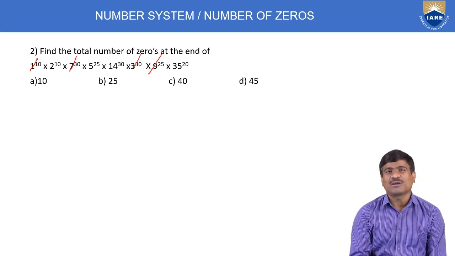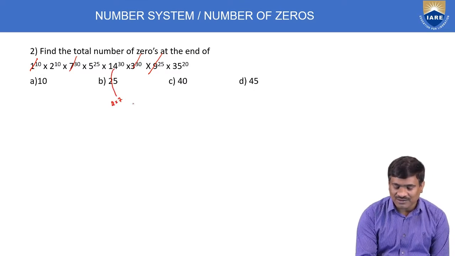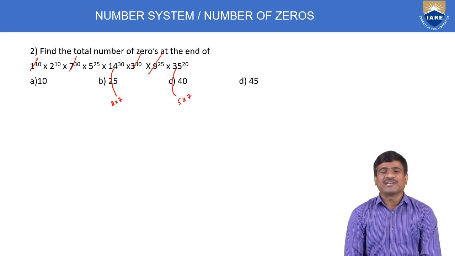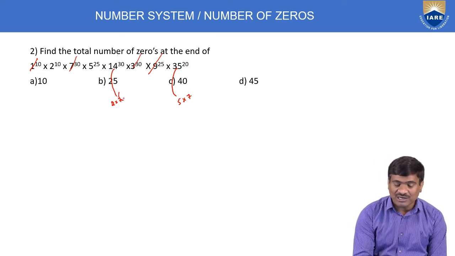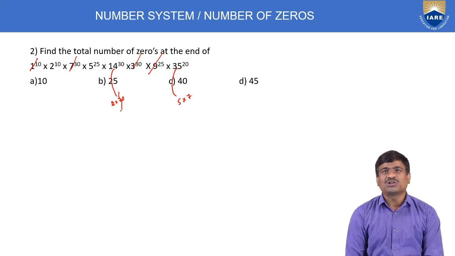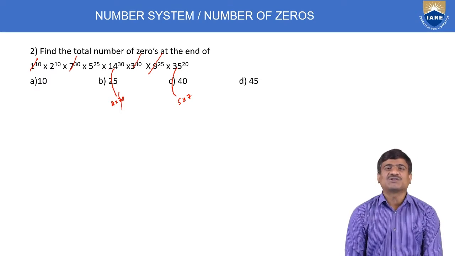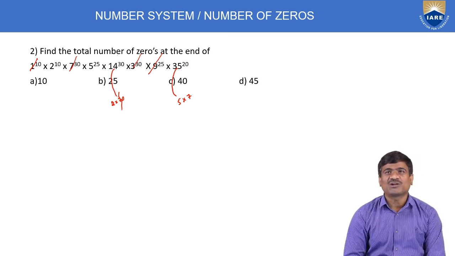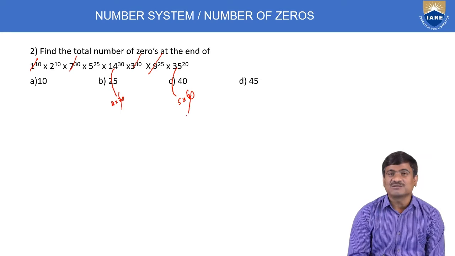Next, count the total number of 2's. 14 is 2 into 7, and 35 is 5 into 7. 14 to the power of 20 means 2 to the power of 20, 7 to the power of 20, but 7 to the power of 20 is negligible. 14 to the power of 30 is 2 to the power of 30 into 7 to the power of 30; 7 to the power of 30 is negligible. Next, 35 to the power of 20: 35 means 5 into 7, so 5 to the power of 20 into 7 to the power of 20, and 7 to the power of 20 is negligible.